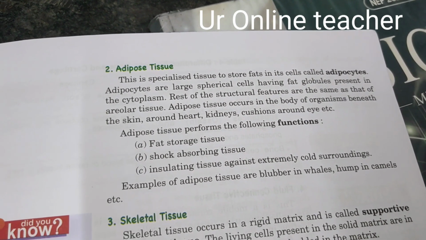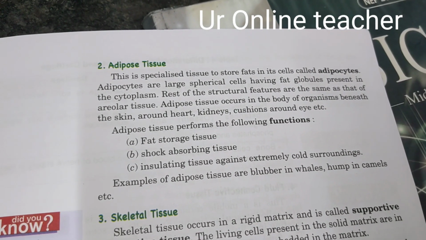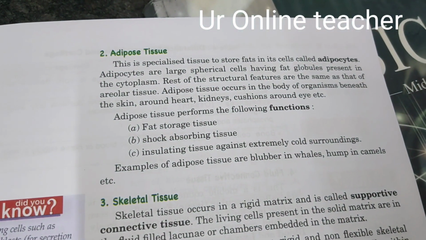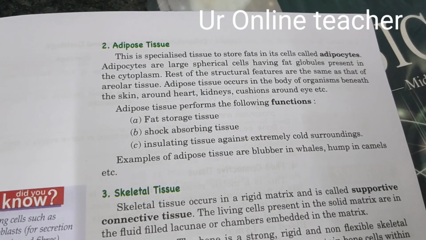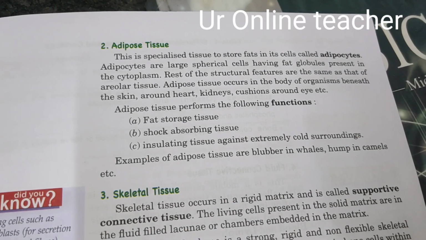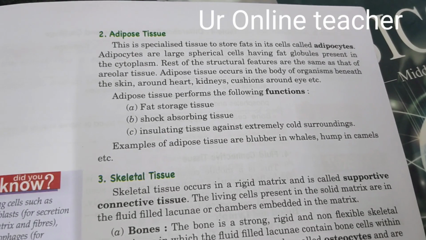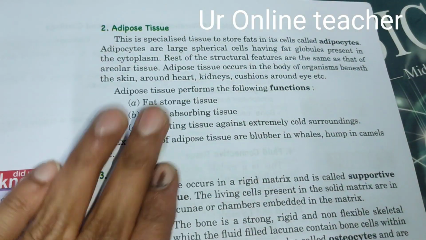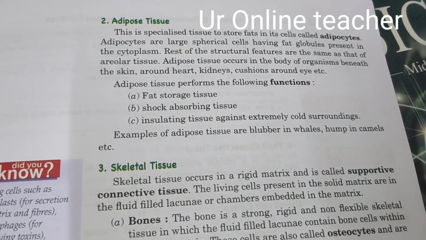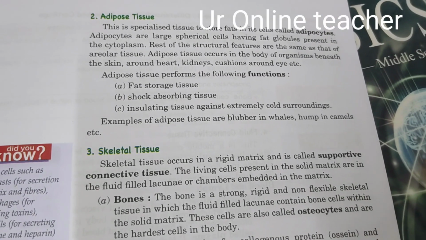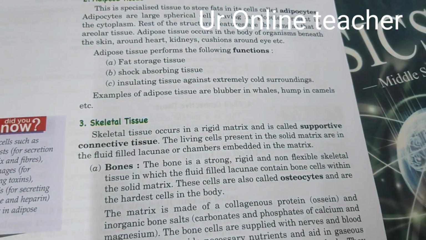So it is present in the body of organisms beneath the skin, around the heart, kidneys, and as cushions around the eyes, etc. So the main function is it will store fat. Because it stores fat, it also helps in absorbing shock. It is called shock absorbing tissue, and also it helps in insulating the body against extremely cold surroundings. Because of the fat stored under the skin in this tissue, it helps us to insulate against the cold surroundings. So examples of adipose tissue are whale blubber, the hump in camels, etc.